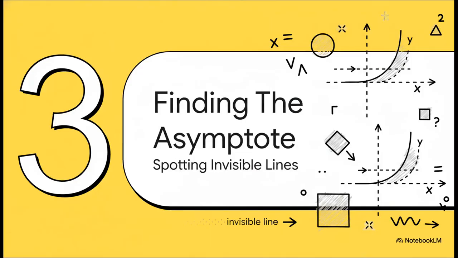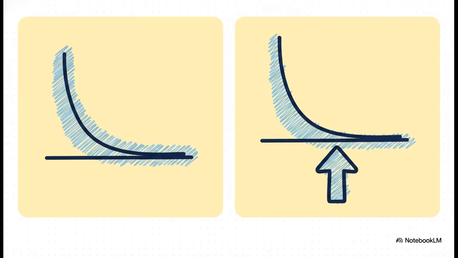Section 3, finding the asymptote. Time to spot those invisible lines. Now, what's really interesting about this is that the rule to spot these boundaries in an equation is actually incredibly simple to memorize. Let's look at the standard exponential function. f(x) = a times b to the power of x. For this standard setup, the horizontal asymptote is always just the line y = 0. That's literally just the x-axis.